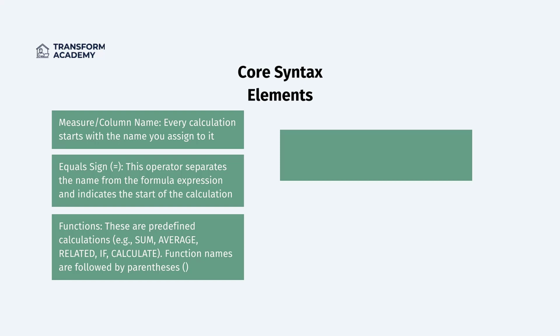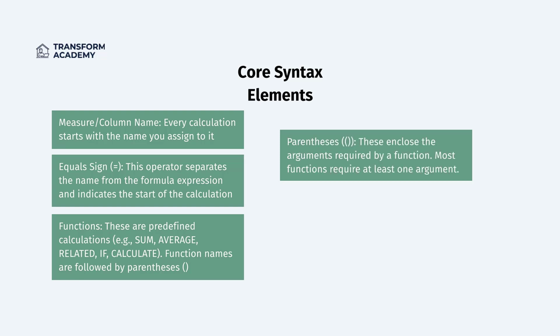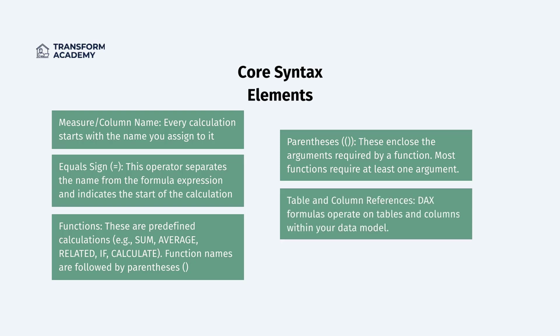Functions. These are predefined calculations. For example, SUM, AVERAGE, RELATED, IF, CALCULATE. Function names are followed by parentheses. These enclose the arguments required by a function. Most functions require at least one argument.